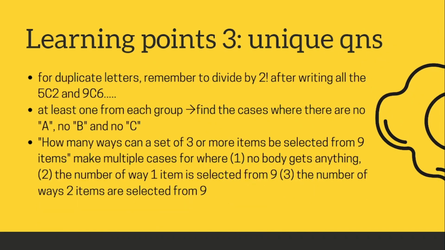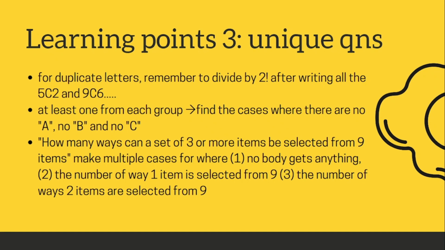Then for unique questions, there is the case of duplicate vectors. So remember to divide by 2 factorial or whatever after writing all the 5 choose 2, 9 choose 6 or whatever. So if they say that there's at least 1 from each group, find the case where there's no A, no B, no C. So this is basically complementary method. You take out the extreme scenarios.